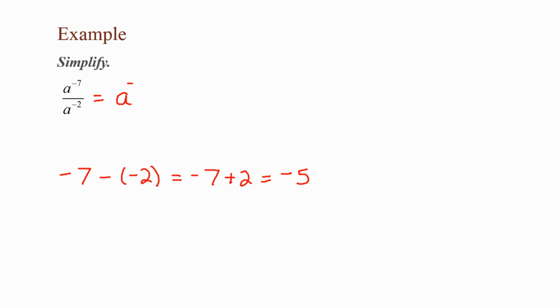So that would give me a to the negative 5. Flip it, I have 1 over a to the 5th. If you're not comfortable subtracting integers, we have a second way we could work this problem.